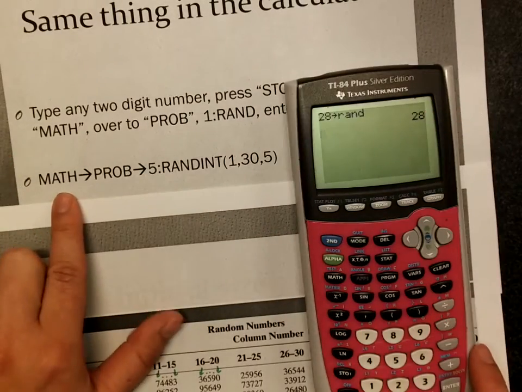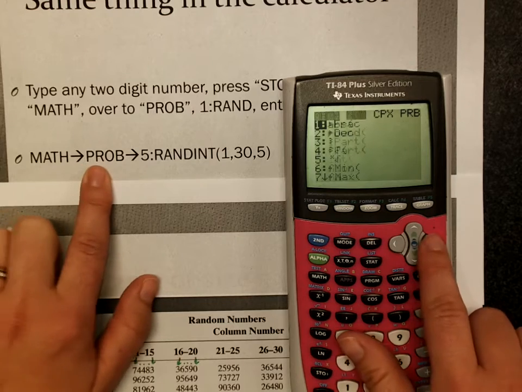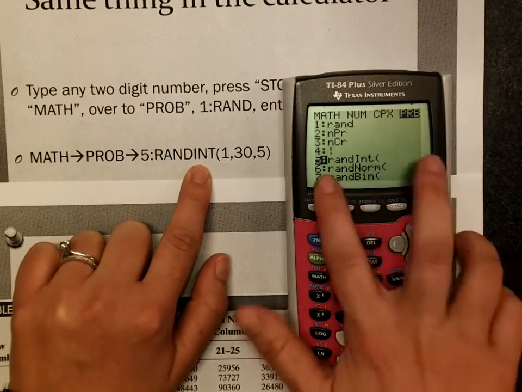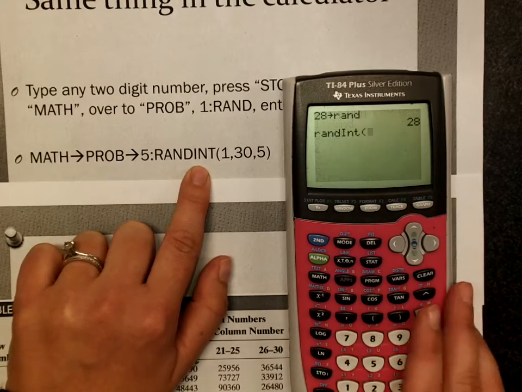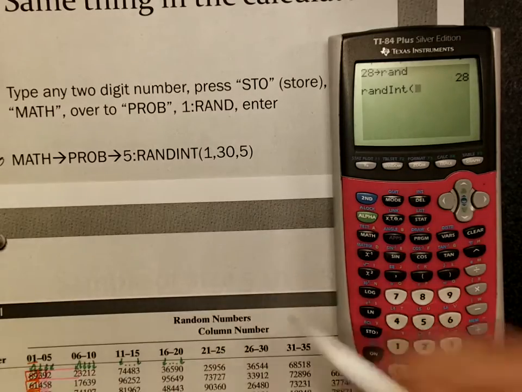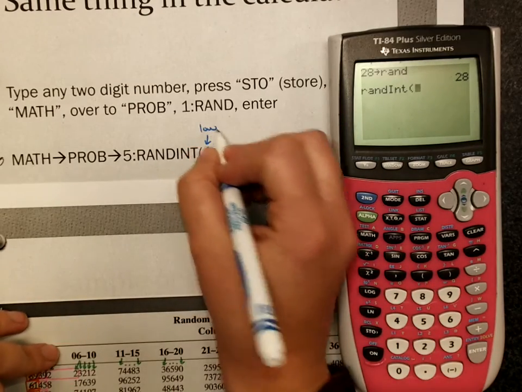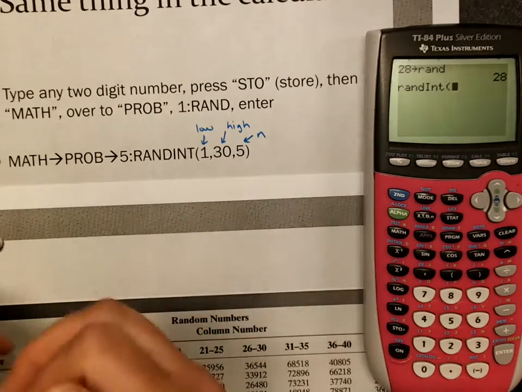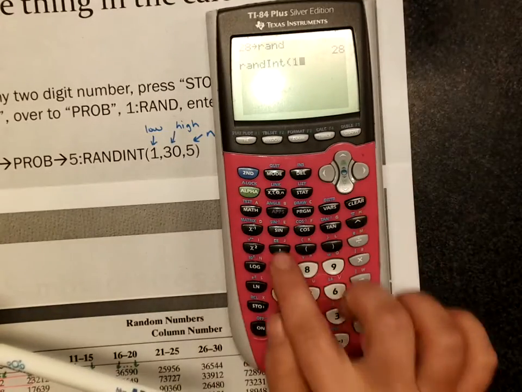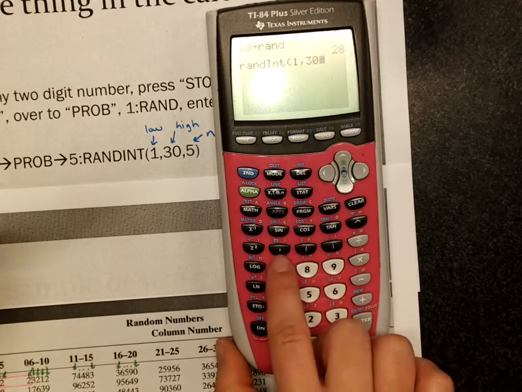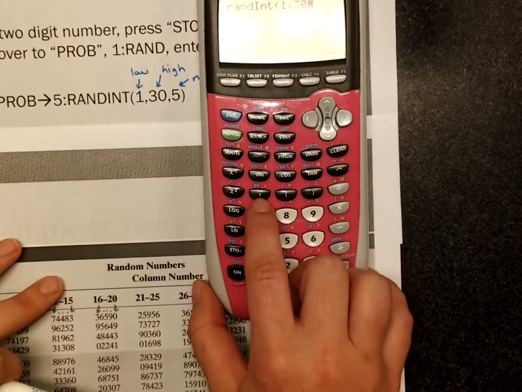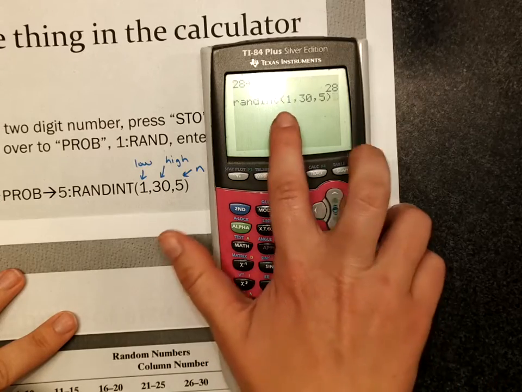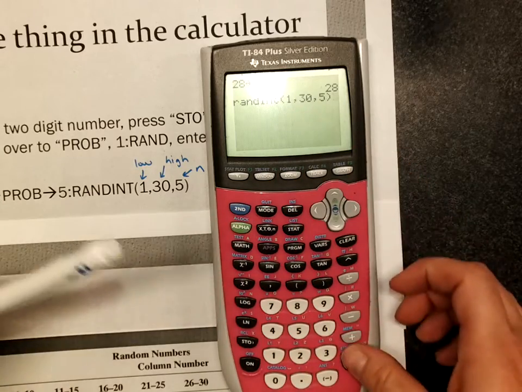From there, we're going to go to math again, over to probability again. This time we're going to go down to option 5, random integer. Random int is random integer. The first number you put in is your lowest number. The second number is your highest number, and then your sample size. So I want a number between 1 and 30. The comma button is above 7. We're going to be using that a lot. Comma is above 7. And then comma 5. So it's going to spit out 5 numbers between 1 and 30.